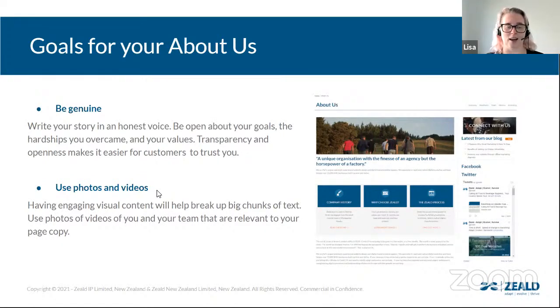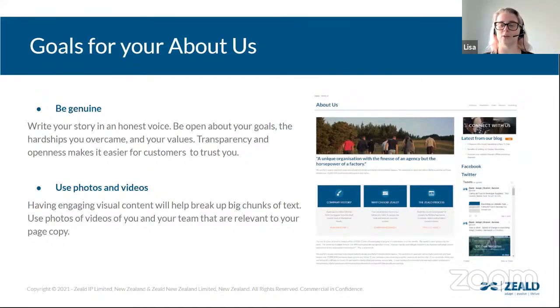Then the next one as well: use photos and videos. Having engaging visual content will help break up the big chunks of text. You can use photos or videos of you and your team that are relevant to your page copy. A nice little video alongside some of the text can be very helpful, or maybe just an image of you and the team or those that started the company with you. That sort of history or information can be really helpful in this place.